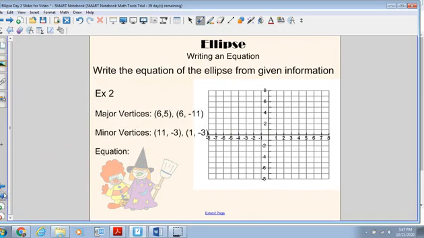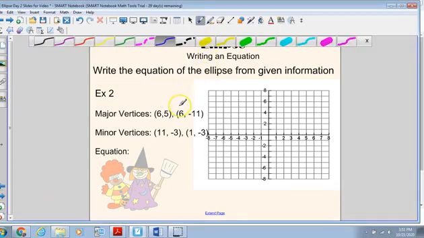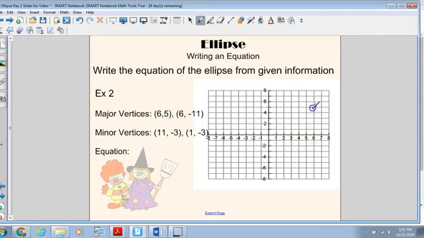This example, we're given endpoints of the major vertices and endpoints of the minor vertices. So we could find our center is going to be the midpoint of those. I'm going to go ahead and graph it. Again, you can certainly do this without graphing, but this tends to make it a little bit nicer. Okay, so if we graph 6, 5, that is 6, 5 over here, and 6, negative 11, that goes off of our graph.